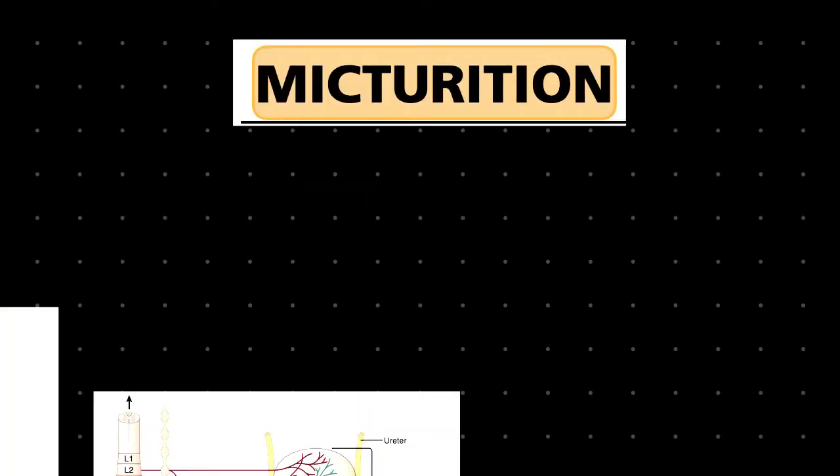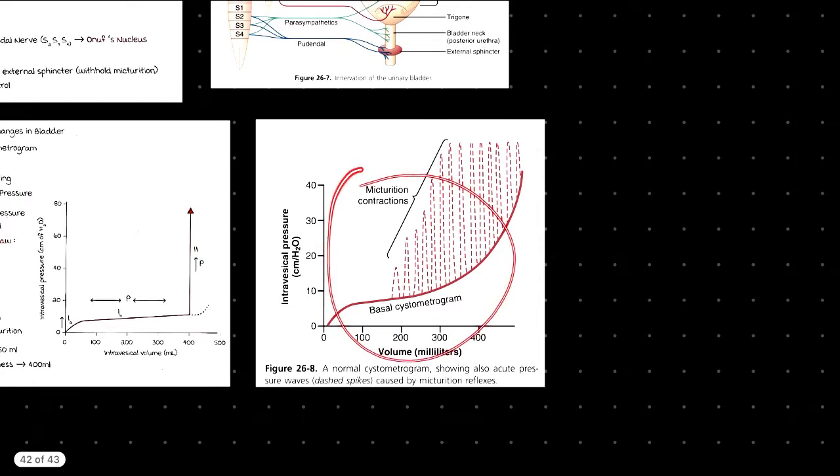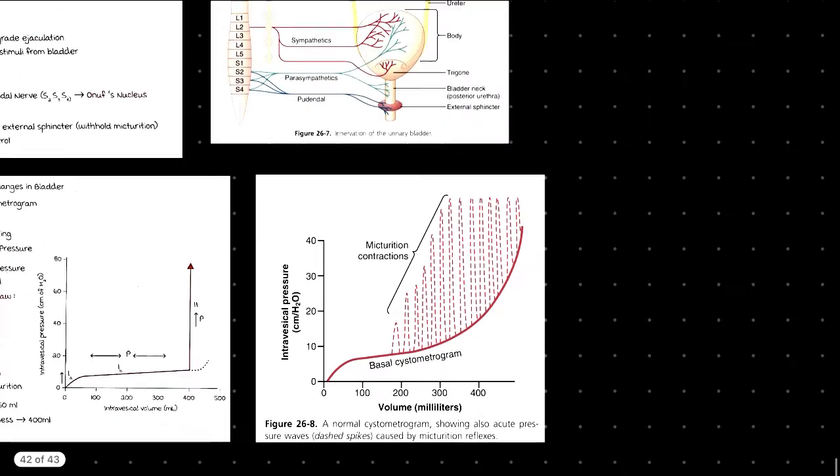The topic we are going to discuss right now is micturition. In this topic we'll be discussing the innervation of the urinary bladder, then the cystometrogram, and after that we'll move toward the micturition reflex. Beginning with the innervation of the urinary bladder.